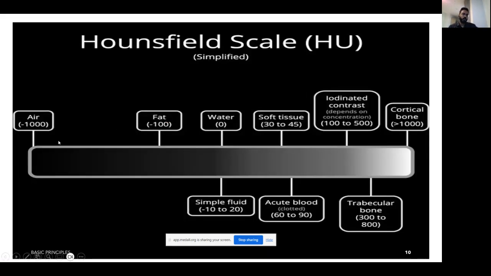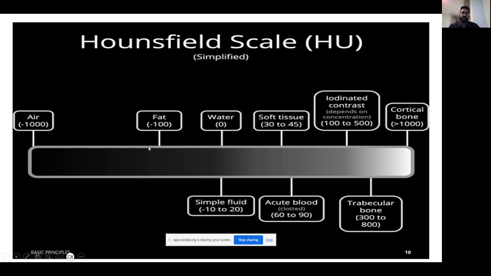Now you can see at one end, the air with minus 1000 Hounsfield units is the blackest, which lets through all the radiation, so it's black. And in the middle, you have water, which is quite gray, which has 0 Hounsfield units. And on the other extreme, almost white or white, is bone and metal. Now, it's not exactly 1000, it's almost near to 1000 Hounsfield units for cortical bone. And every tissue in between has one portion of the grayscale assigned to them.